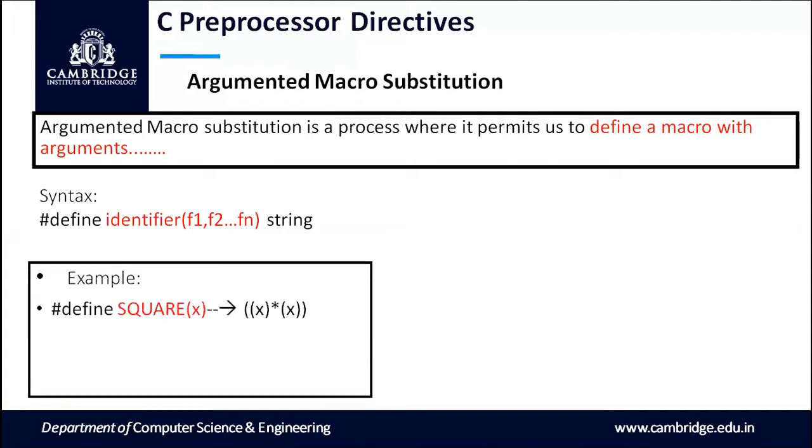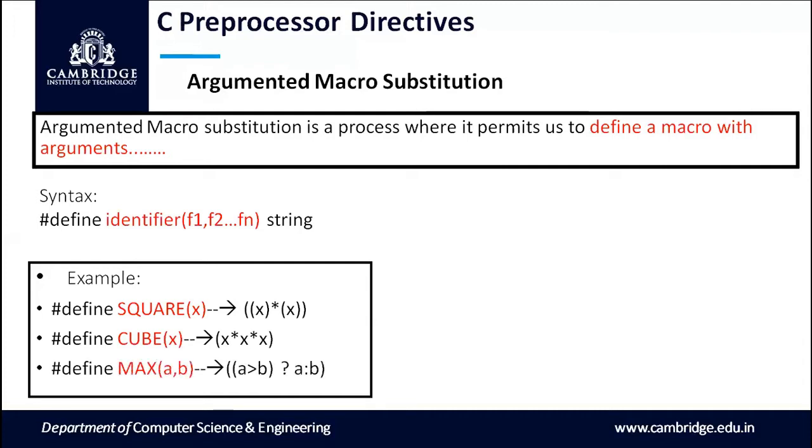#define SQUARE(x). The meaning of square of x is x into x. So x is nothing but the argument that I'm passing to my macro substitution, or my preprocessor directive. The inside meaning of square of x is x into x. If I say cube of x, it is x into x into x. So this is the meaning. We'll see one program.